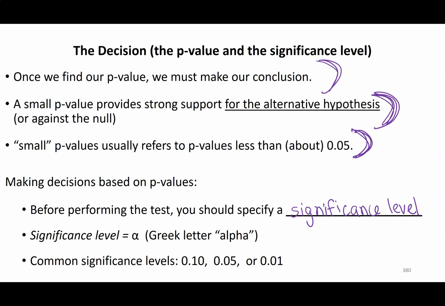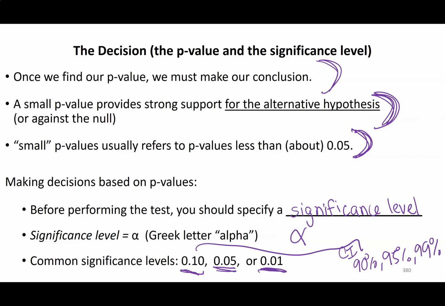And we use the Greek letter alpha. It looks kind of like a fish. And typically, we're going to use either 0.10, 0.05, or 0.01. You'll notice with confidence intervals, we usually have 90%, 95%, or 99%. If you added them together, you would get 1. Like 0.10 plus 90% adds to 1. 0.05 plus 95% adds to 1.